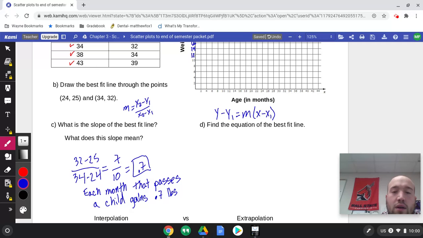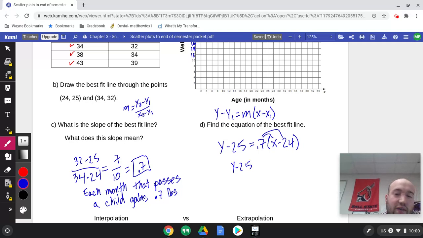You can use either point, so it does not matter. I'll use the first point: y minus 25 equals 0.7 parentheses x minus 24. We distribute that. So y minus 25 equals 0.7x. Now 0.7 times 24, you could use your calculator. You'll get negative 16.8 right there. All we got to do then is add that 25.